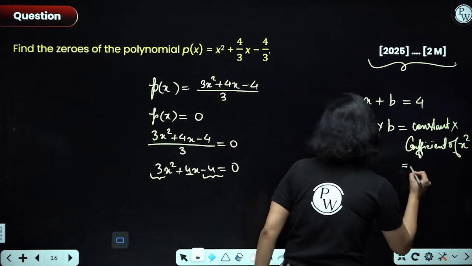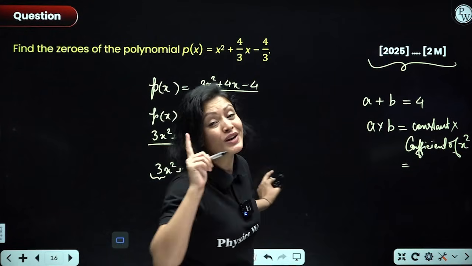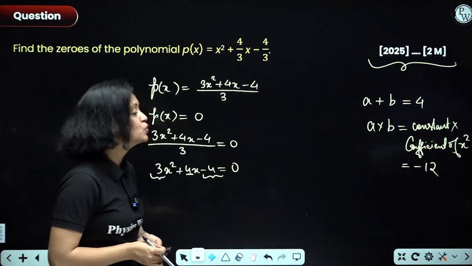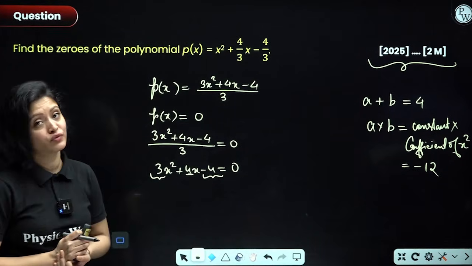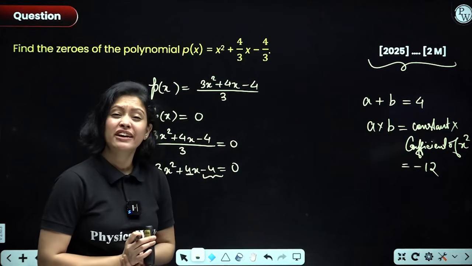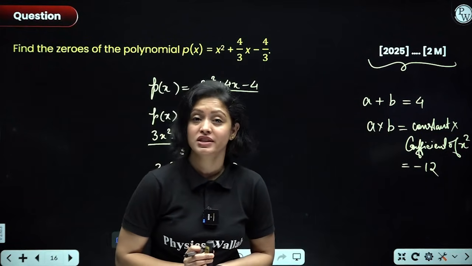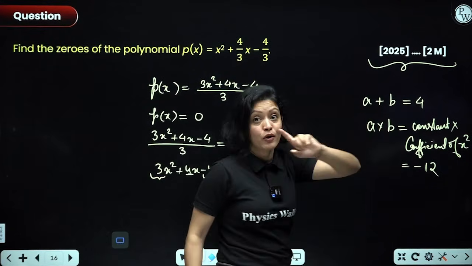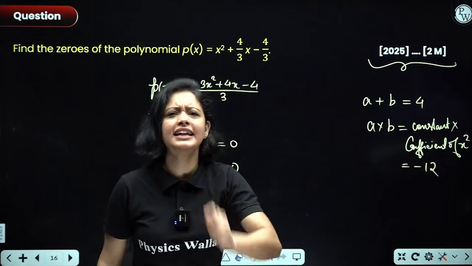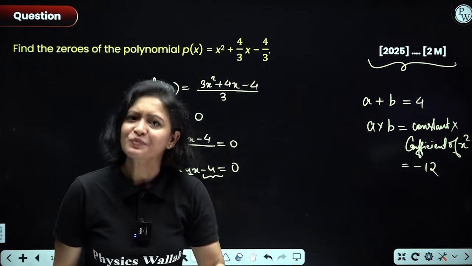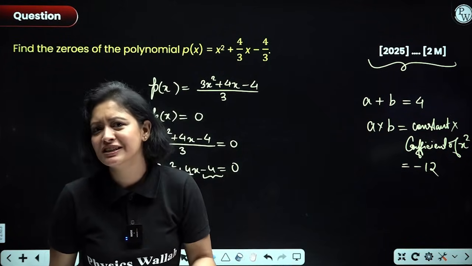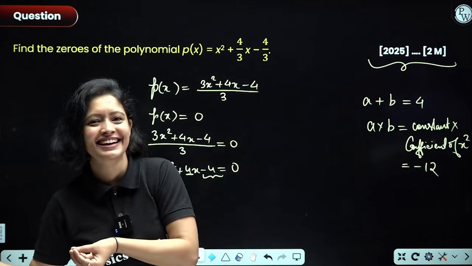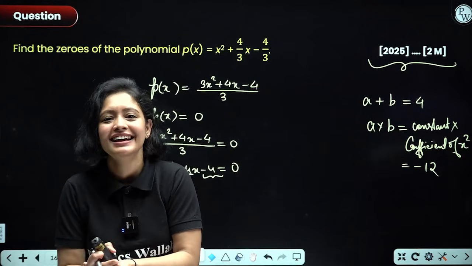That means that a into b should be what? 3 into negative 4. Please don't eat your negative signs. Right? So, negative 12. So, now I need to find two numbers whose product is negative 12 and addition is 4. Now, product is negative 12, matlab ki one of the numbers has to be positive, another one has to be negative. Very obvious, right? Now, the addition is positive though. What does that tell you? That tells you that the larger number should be positive and the smaller number should be negative. Tabhi, when the larger number is positive and the smaller number is negative and you add them, you will obviously get a positive sign. And if you multiply, you will obviously get a negative sign, right?